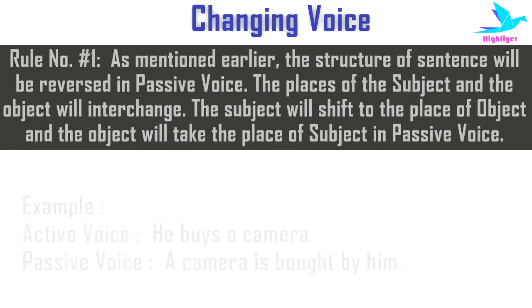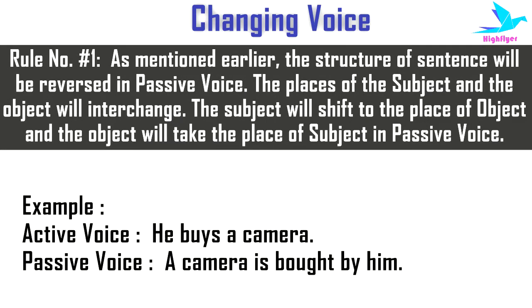Then let's look at the rules for changing active voice into passive voice. Rule 1. As mentioned earlier, the structure of the sentence will be reversed in passive voice. The places of the subject and the object will interchange. The subject will shift to the place of the object and the object will take the place of the subject in passive voice. For example, in active voice, the sentence is "He buys a camera," and in passive voice, it becomes "A camera is bought by him." So here, camera comes to the first and him goes to the last.